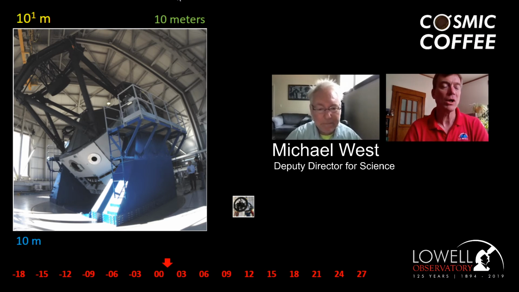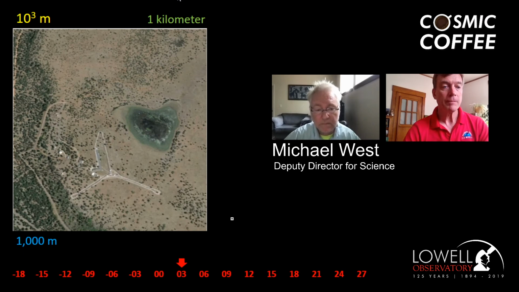Totally. And you know, all of the great instruments, you walk into the huge 200-inch telescope dome at Palomar, for example, and it's just a miracle of engineering. All right, so one more telescope, we can go up 2 powers of 10 now to a kilometer, and now we can see yet another kind of telescope.